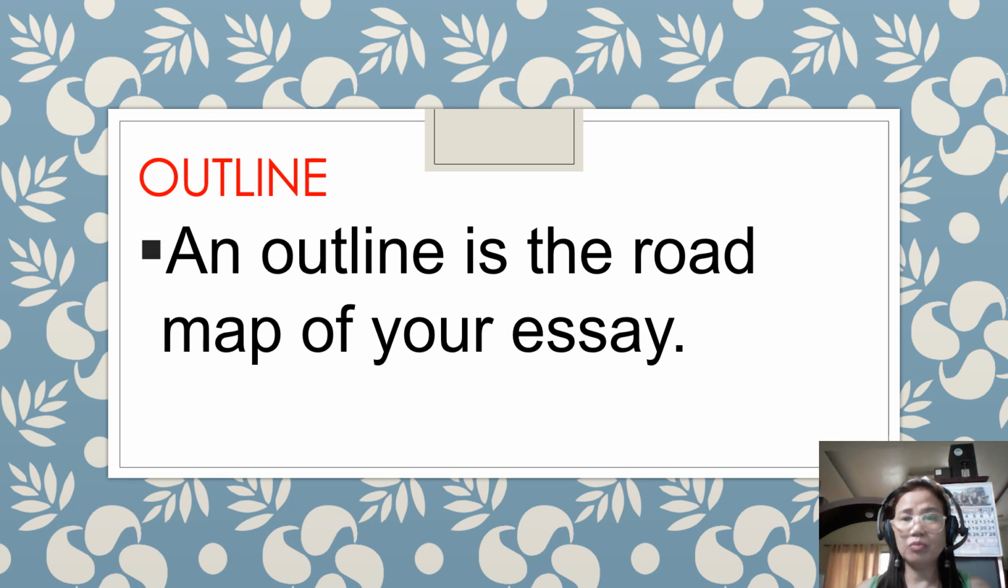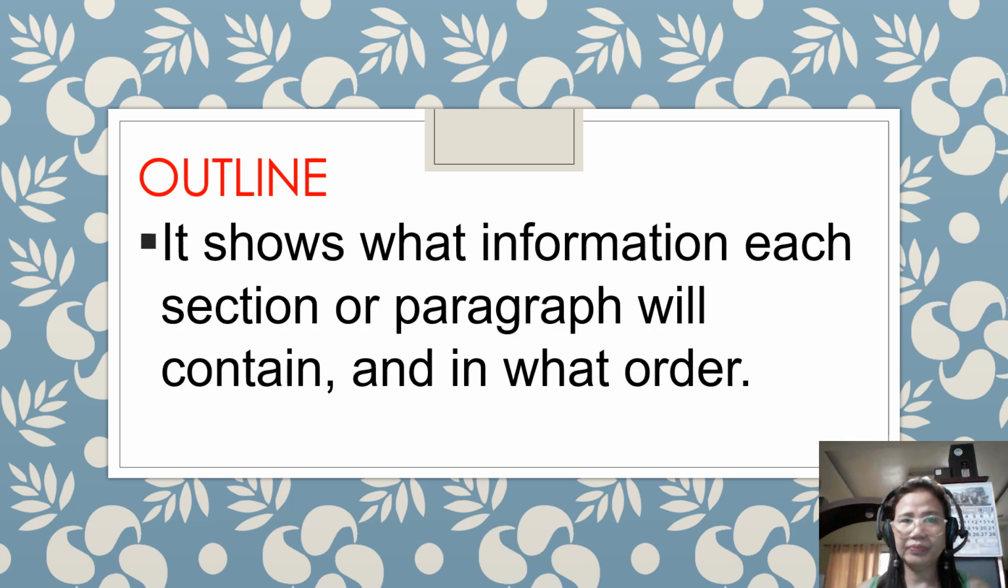An outline is the roadmap of your essay, a map designed by writers showing the flow of an essay. It is a strategy intended to achieve a particular goal. It shows what information each section or paragraph will contain and in what order. Many writers use an outline to help them think through the various stages of the writing process.